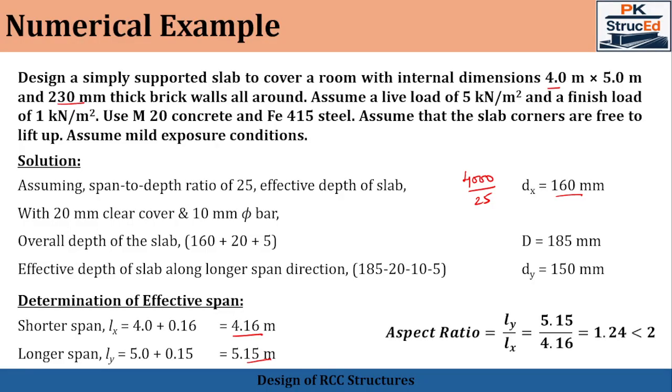Now, why is this slab a two-way slab? First, we need to calculate the aspect ratio. That is, the longest span direction to the shortest span direction ratio, which comes around 1.25, which is less than 2. Hence, the slab bends in both the directions and therefore is classified as two-way slab.